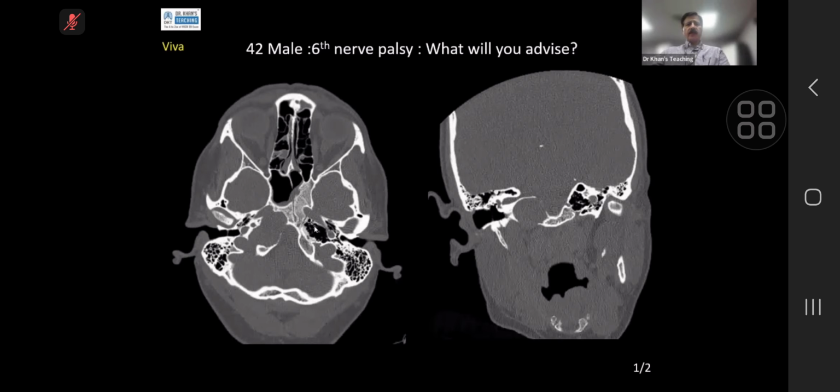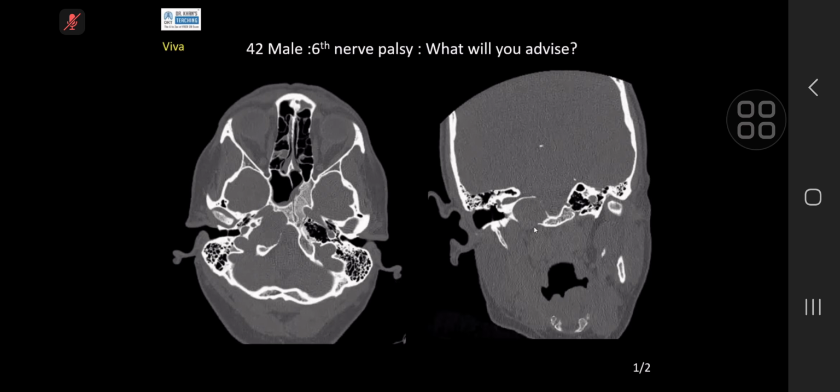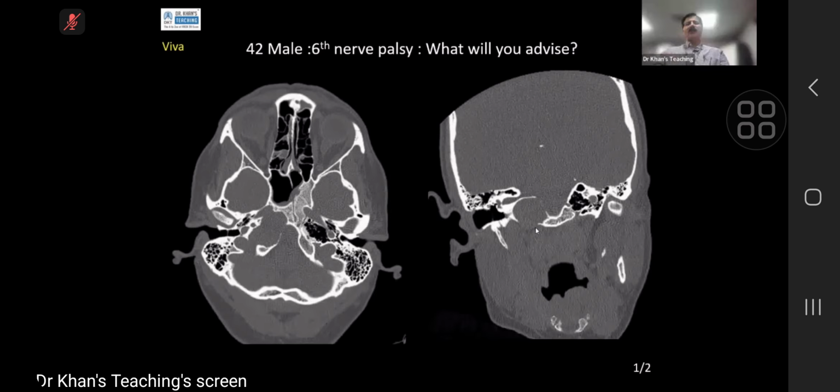I'd say your observations are absolutely correct, but there is one more finding. If you see here, this is the petrous apex on the normal side, this is the abnormal side. What is happening to the bone? Oh yes, it's osteolysis and erosion of the bone. Before that, there is expansion. Expansion, that's the key word, isn't it? Osteolysis or erosion can happen just like that.